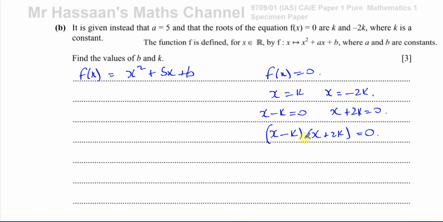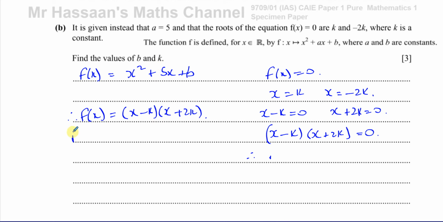Now we know that the coefficient of x squared is 1, so I don't have to put anything out here to show what the coefficient would be. It wasn't divided by anything because the coefficient of x squared is equal to 1, as we can see in the original equation. So therefore f of x is equal to x minus k times x plus 2k. Now I can compare these two. They have to be exactly the same, and then I can deduce the value of k and the value of b.